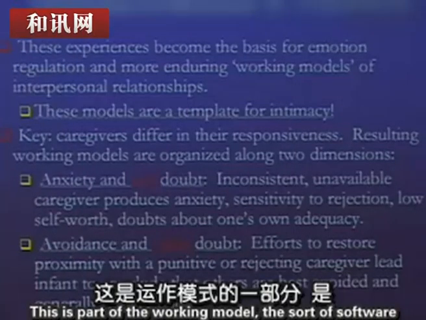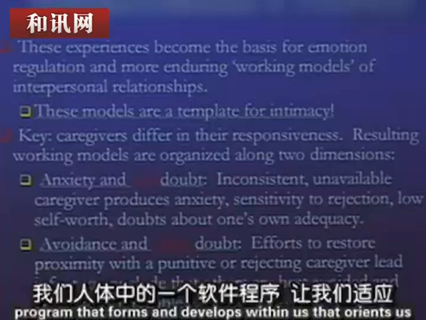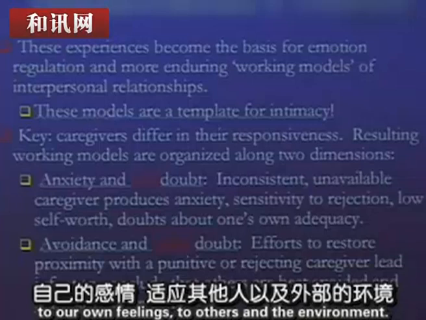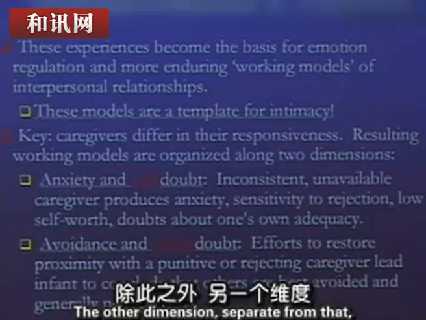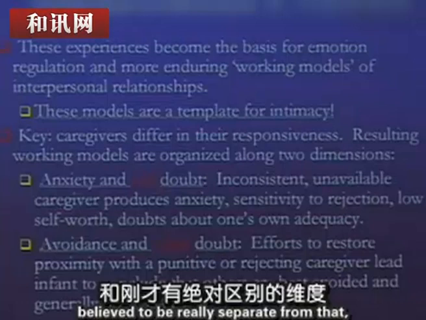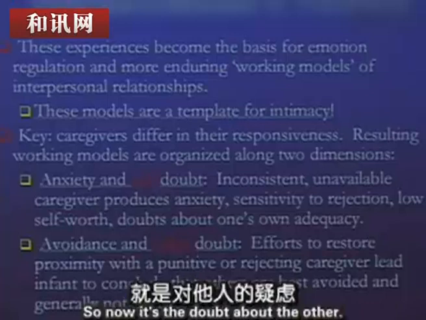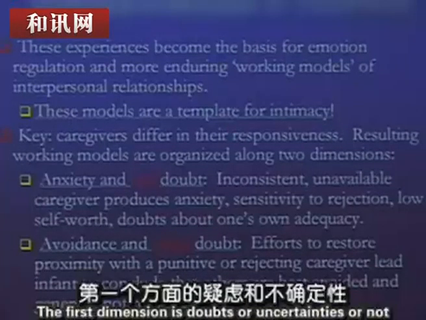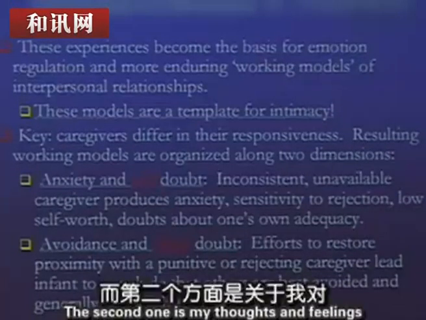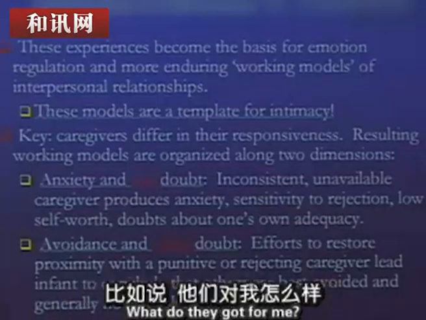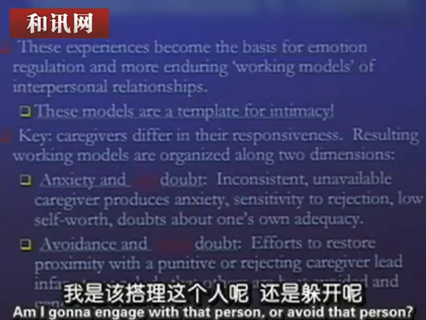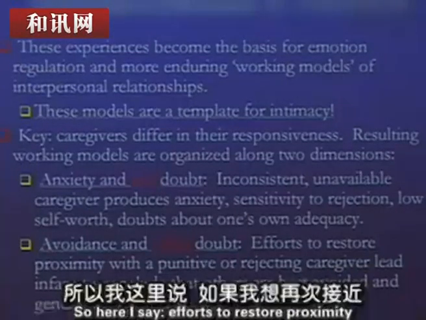This is part of the working model, this sort of software program that forms and develops within us that orients us to our own feelings, to others, and to the environment. The other dimension, believed to really be separate from that, is the availability of others. So now it's doubt about the other. The first dimension is doubts or uncertainties about me and who I am. The second one is my thoughts and feelings about the caregiver. What have they got for me? And am I going to engage with that person or avoid that person?